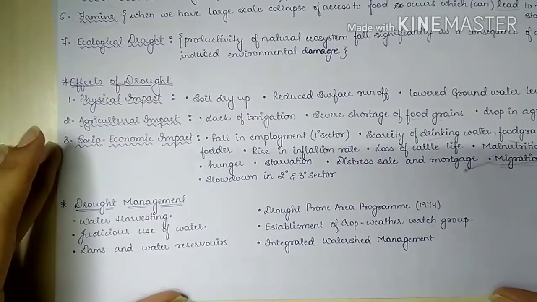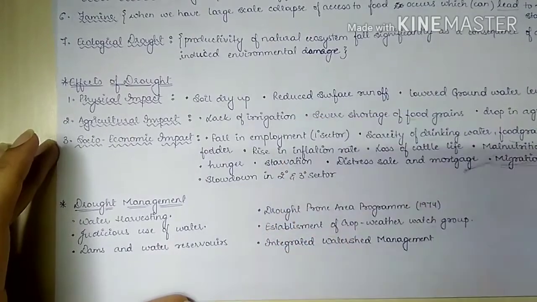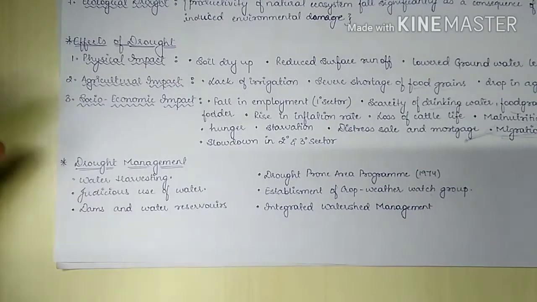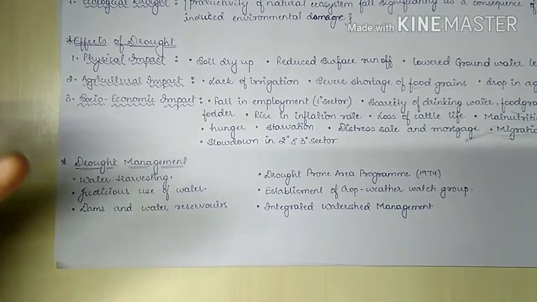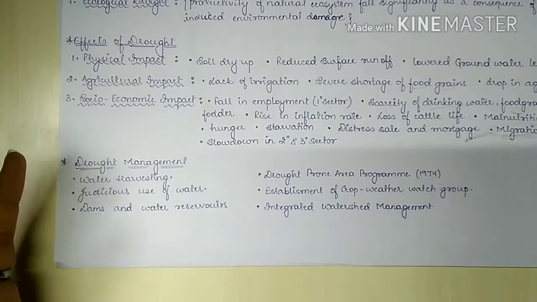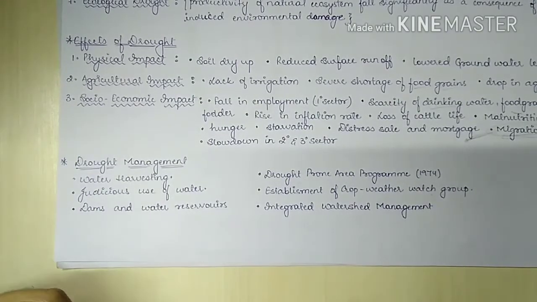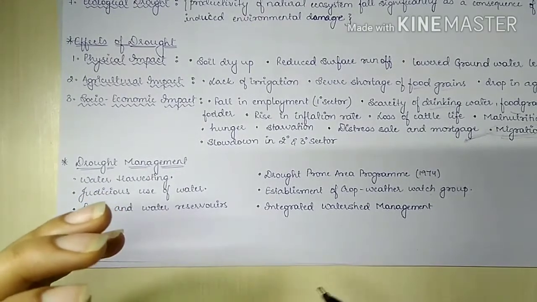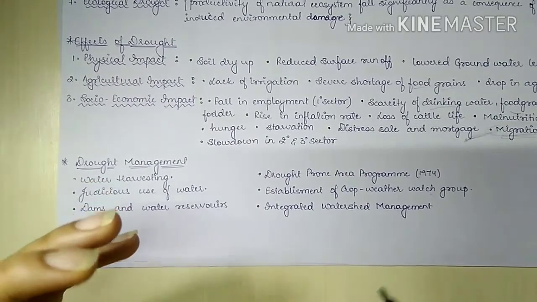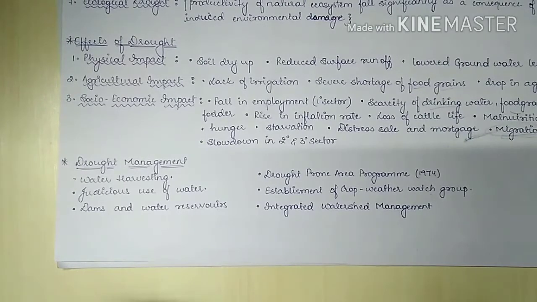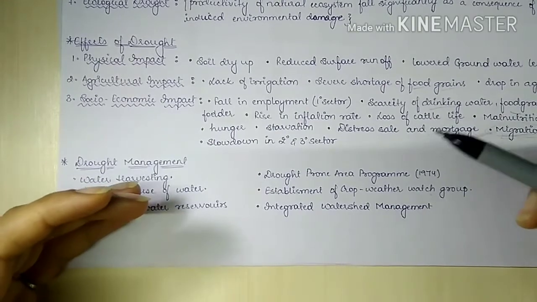Now, after we have looked into the effects of drought, we will look into the methods for surviving drought conditions, or drought management. First of all, water harvesting and water management is the basic thing. Then judicious use of water and construction of dams and water reservoirs actually help in the collection of water, and we can use this water during the distress period.